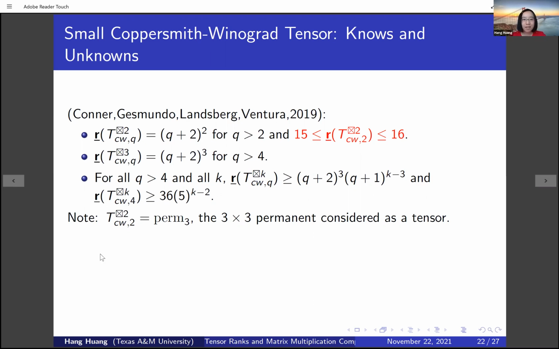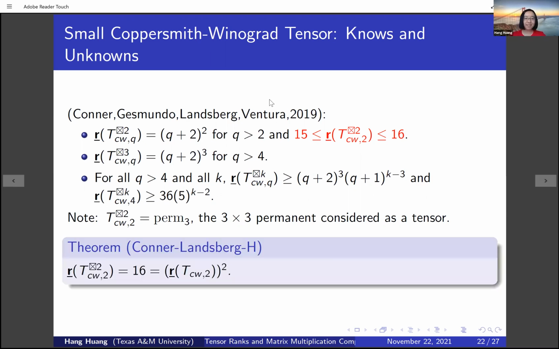So let me state the main results. This is joint work with Austin Conner and J.M. Landsberg. We explicitly worked out the border rank of the Kronecker square when Q equals 2. This is 16. Unfortunately, this is sort of a negative result towards advancing the exponent of matrix multiplication, because we showed that this is in fact the square of the border rank of the small Coppersmith-Winograd tensor. Although this is not such a positive result for getting a better upper bound for omega, I would say the tools we are using are very interesting.